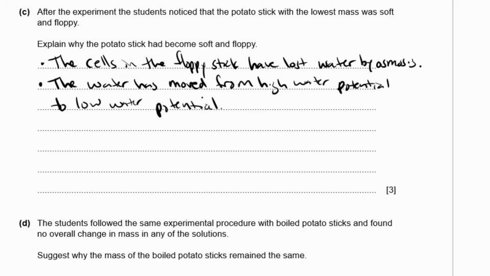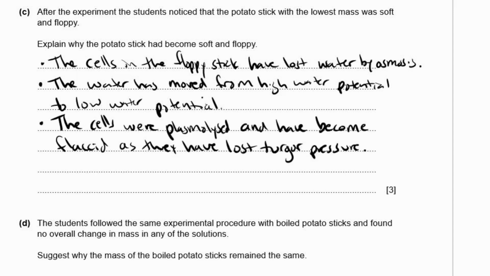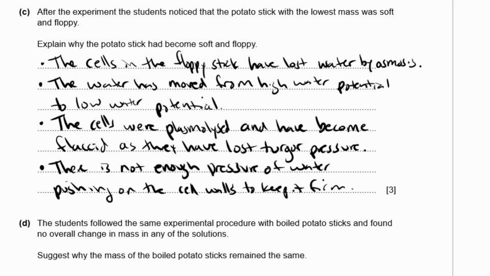So the water has moved from high water potential to low water potential. Then you put in some nice key words that they like to see. The cells were plasmolyzed and have become flaccid as they have lost turgor pressure. Remember, plasmolyzed means that basically the water inside the cell has left. They've become flaccid. Flaccid means basically floppy. And they have lost turgor pressure. Turgor pressure is basically the water pressure inside the cell. So there's not enough pressure of water pushing on the cell walls to keep it firm. So that's pretty much what turgor pressure means.